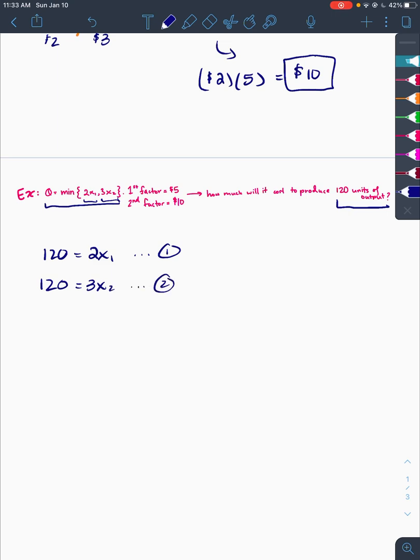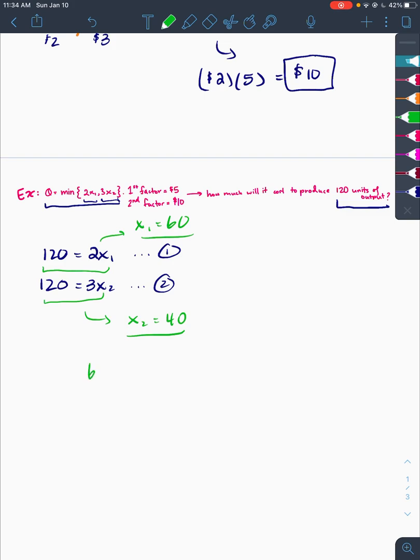Right? So now all you have to do is solve for x1 and x2, and then see what the cost will be. It'll be the minimum of this and that. So I know that this is, oh, I should use a different color. This is going to be 120 divided by 2, so x1 is going to be 60, and for this, x2 is going to be 40. And all I do is multiply: how many units of labor is Bob going to use? How many units of capital is Bob going to use? And then the cost of each.